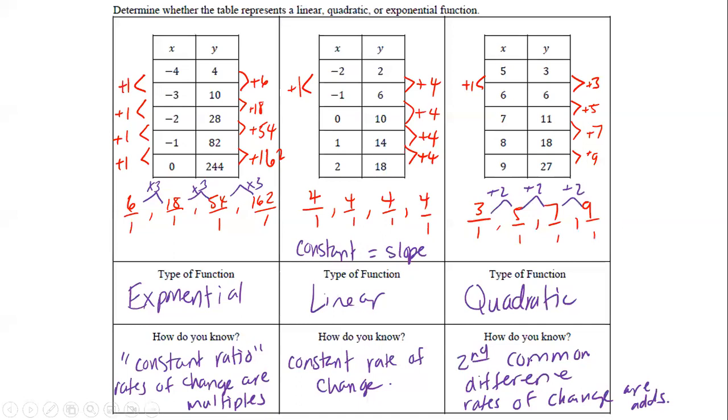Do you think you could be able to do this? Identify an exponential, linear, or quadratic table. Yeah? All right. We've done it.